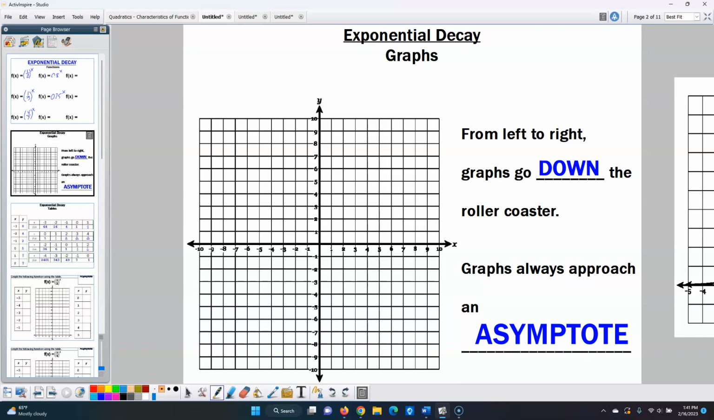So from left to right, the graphs are going to go down the roller coaster. They're still going to approach an asymptote. So, like, at y=0 right there, we're going to have some graphs that look like this. But we can shift those up or down. They can look like that. They could be really steep like this, but they're all going to approach some sort of asymptote down here.